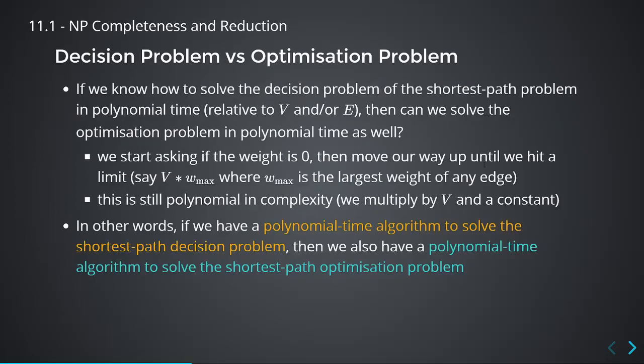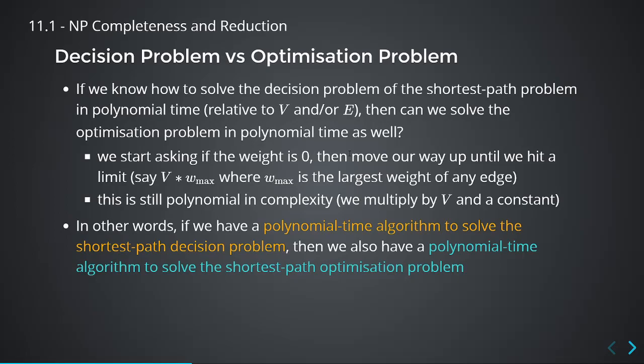And this is important because if I can solve the decision problem in polynomial time, I can also solve the optimization problem in polynomial time. Because what do we do? We ask if the weight is 0, then if it's 1, if it's 2, and eventually we'll hit the right number, right? Because we keep on going up.